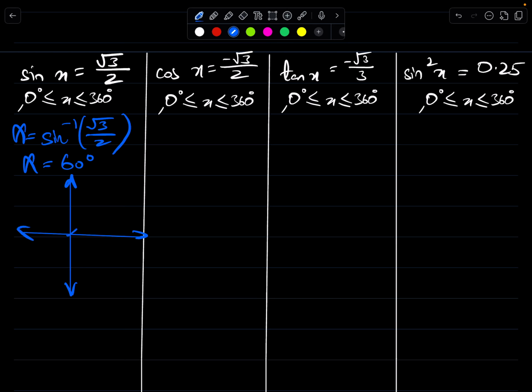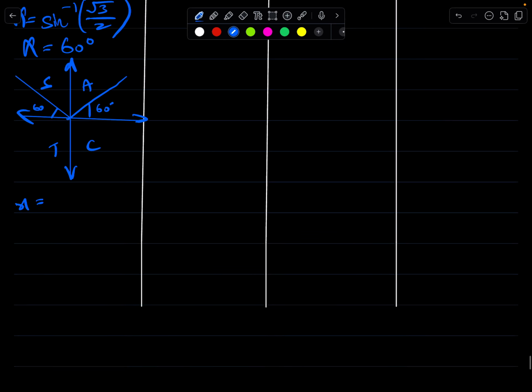Sine is positive in the first quadrant and in the second quadrant. Thus, we have basic angles here, ASTC. Then, our final answer in the basic range between 0 and 360: x turns out to be 60 and 120 degrees in the first and second quadrant respectively.